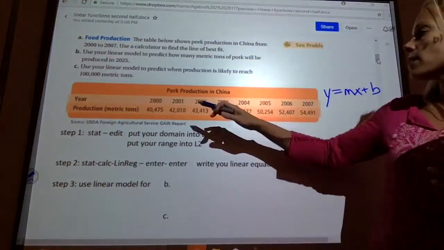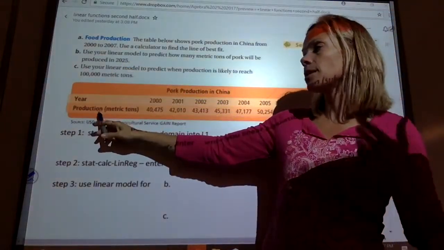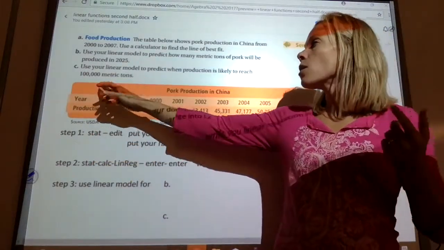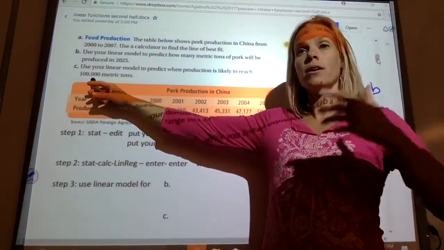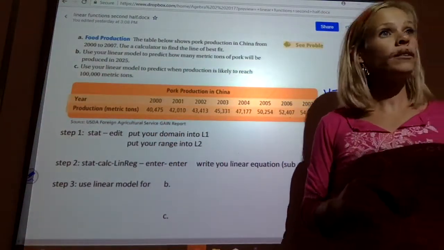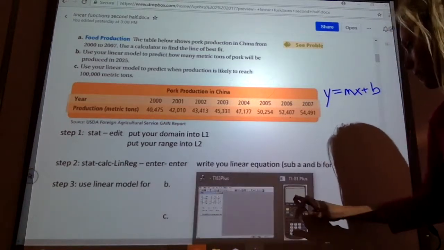Okay, so I can then use this linear model to predict in 2025 how many tons of pork is going to be produced. Or the other way, what year will 100,000 tons of pork be produced? Okay, and your calculator will do this for you. So you need to get out your graphing calculator.